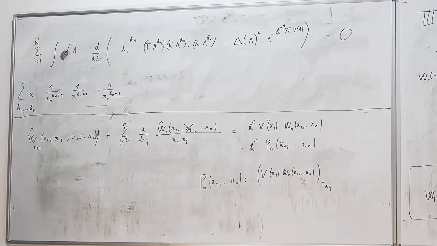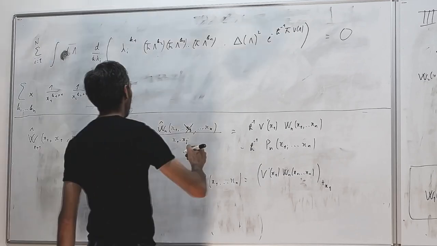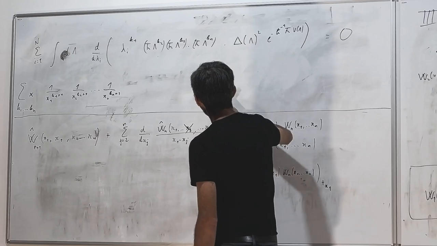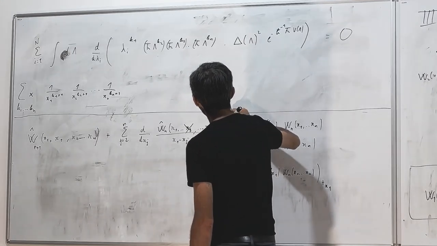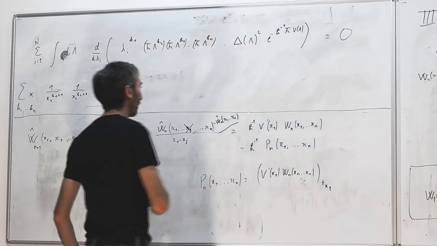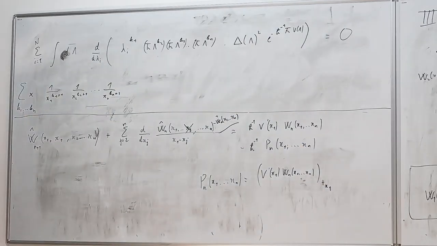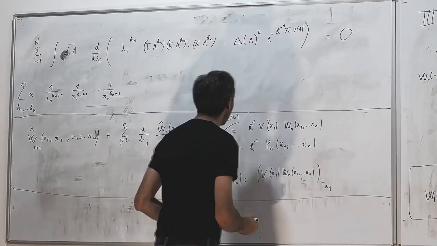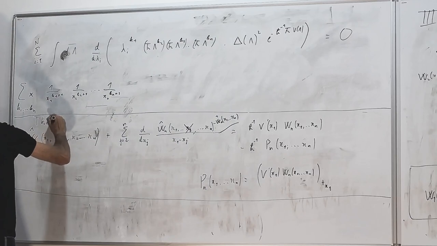And I hope in the numerator here I have minus Wn hat of x2 xn. So now, the other term is x1, which is excluded, and not xj. And so now it has a limit when x1 equals xj. So this is the most general loop equations. So this is a theorem, loop equations.